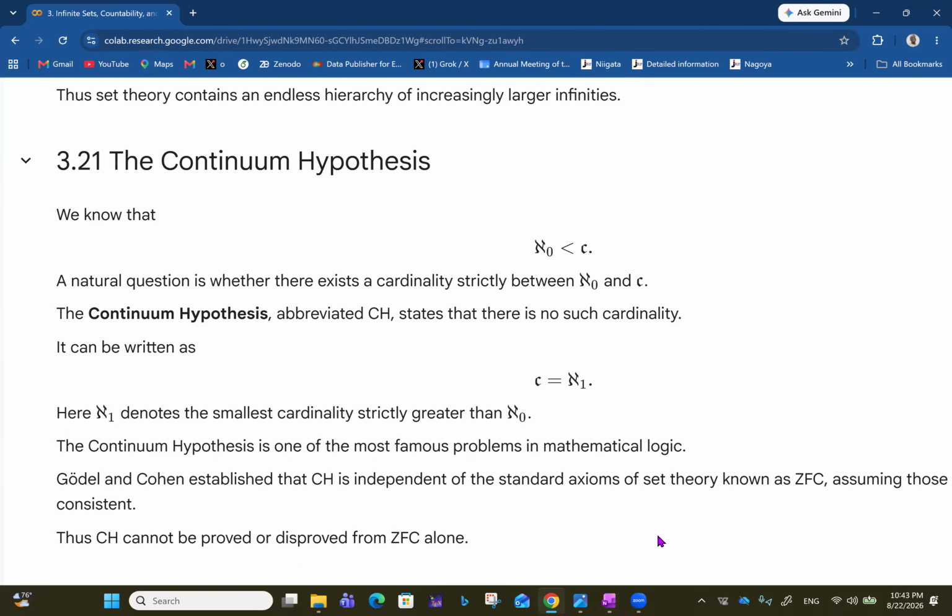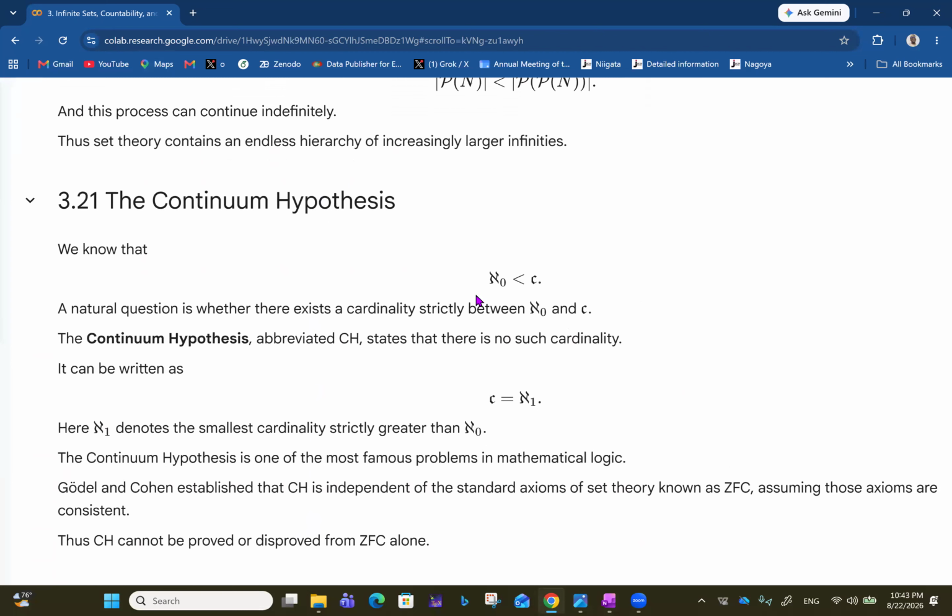So the continuum hypothesis, then. We know that aleph 0, which is the cardinality of countably infinite sets, is always less than C, which is the continuum cardinality, the cardinality of uncountable sets like the real numbers, the open interval (0, 1), and the power set of natural numbers. Though the natural numbers are countable, the power set is not. So the natural question is whether there exists a cardinality strictly between aleph 0 and C.